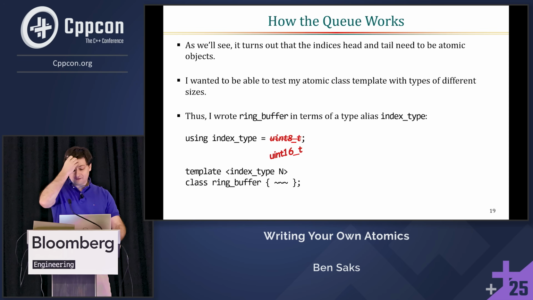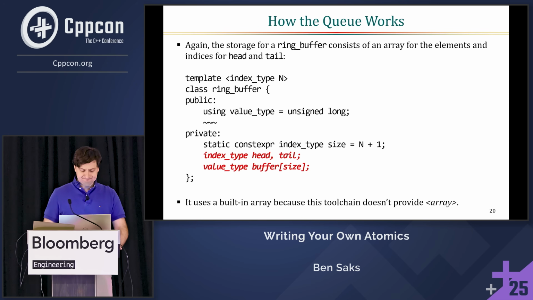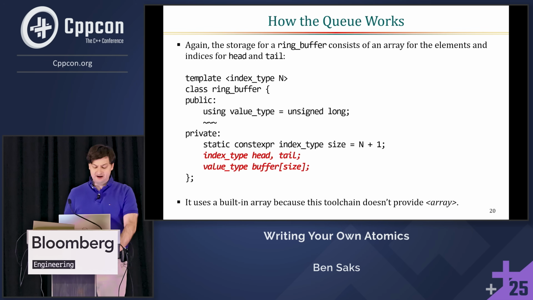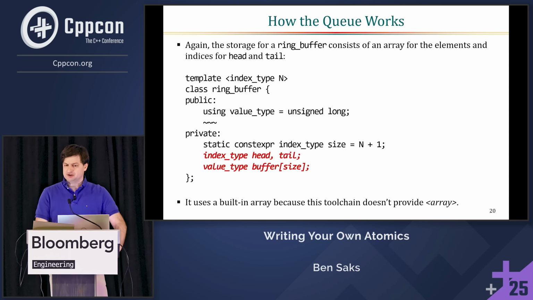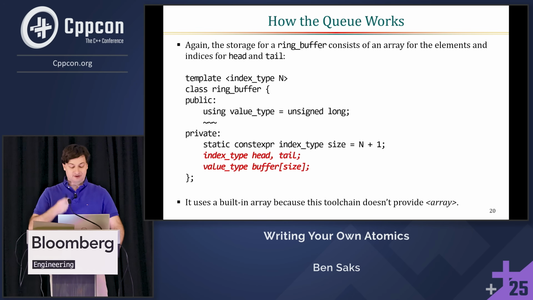So my ring buffer is going to be a class template that takes some number of elements expressed as one of these index types. And again, it stores behind the scenes an array of the elements that are actually going to hold these values, as well as the two indexes here, head and tail. I would have liked to use a std::array for this rather than a built-in array type, but just like this platform doesn't provide an atomic header, it also wasn't providing me with an array header. So I used a built-in array instead.